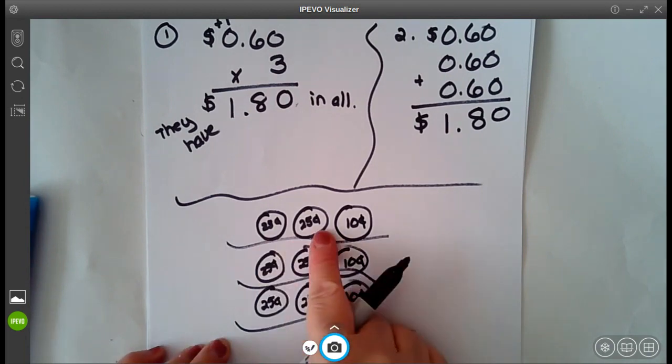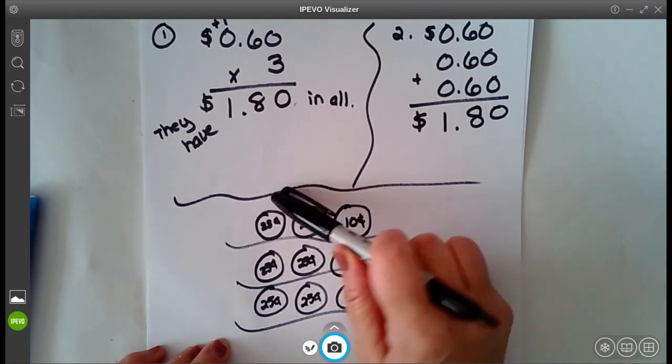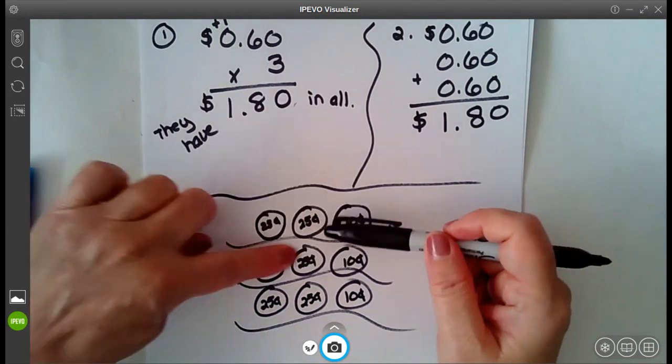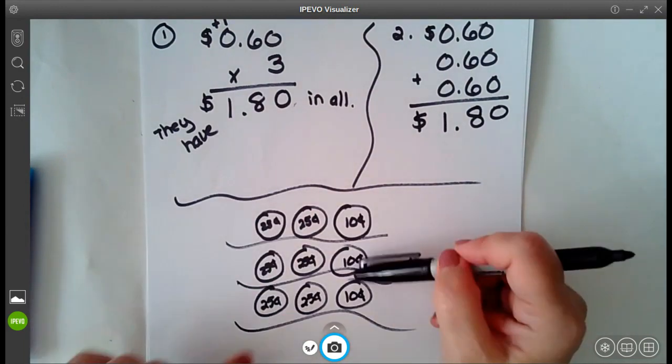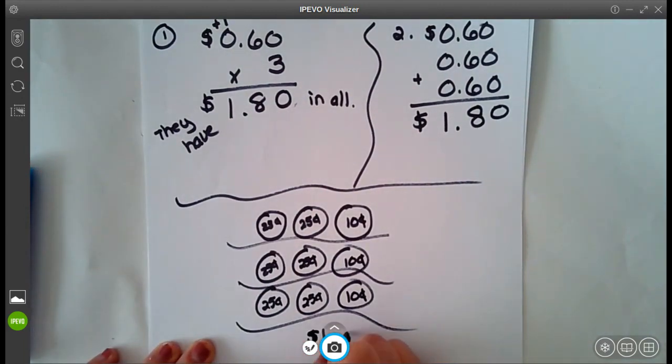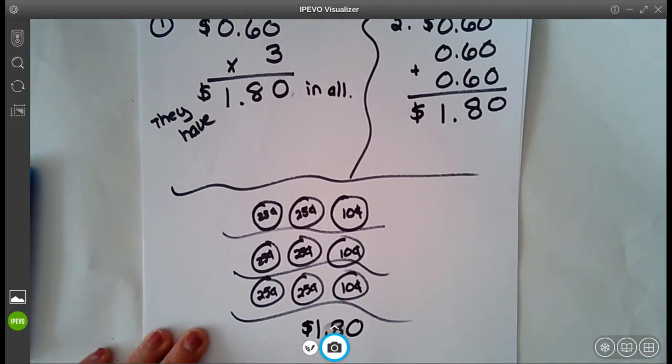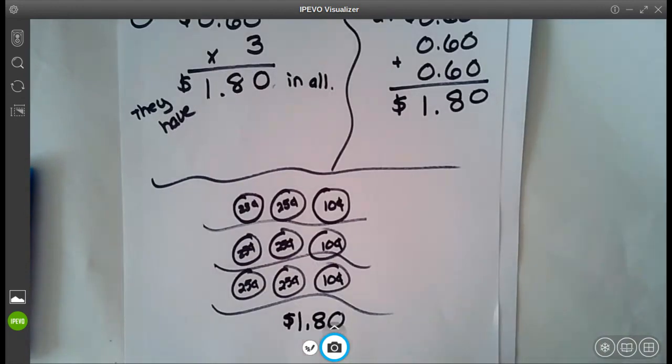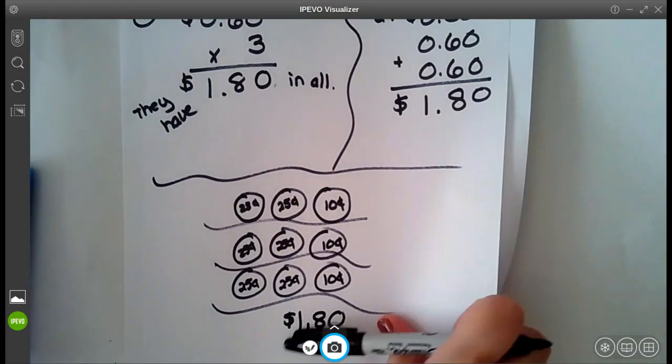So 25, 25, 25 here. I'll group them in 4s. That's $1, 50, 60, 70, 80. $1.80. There you go.